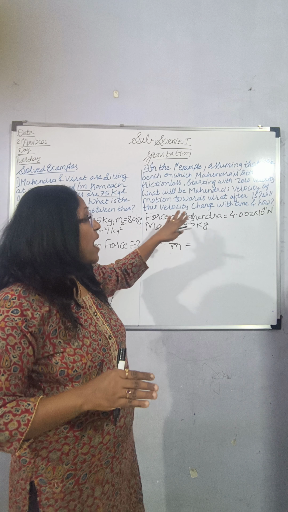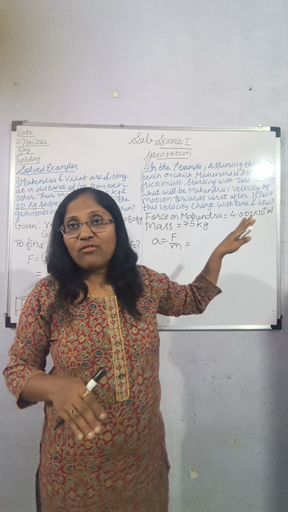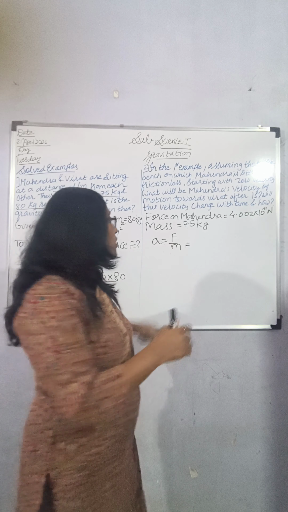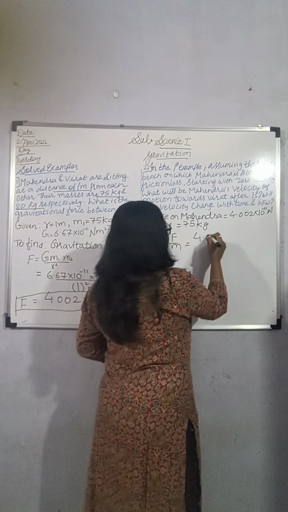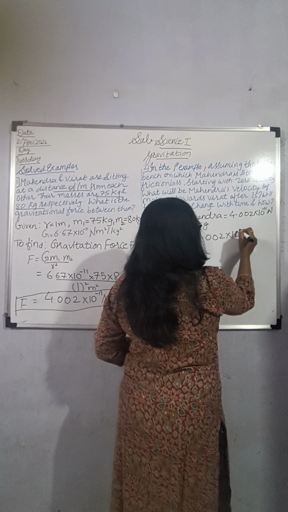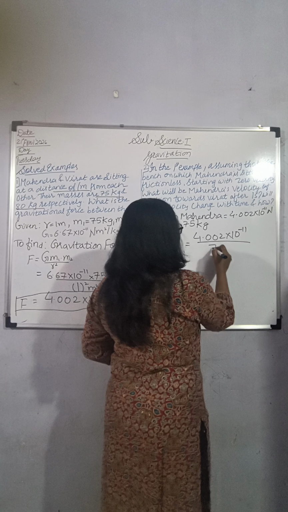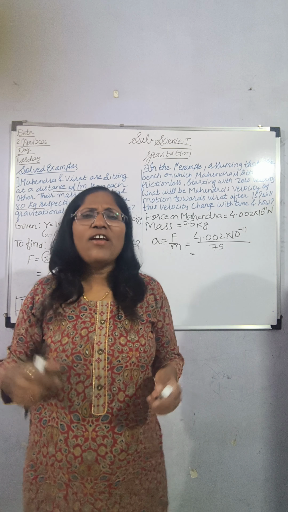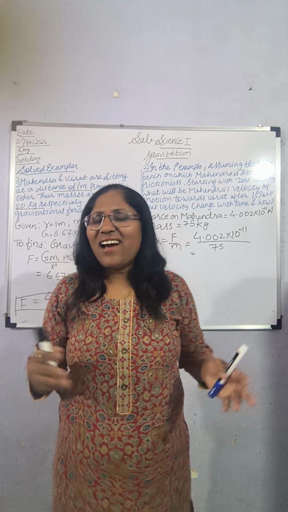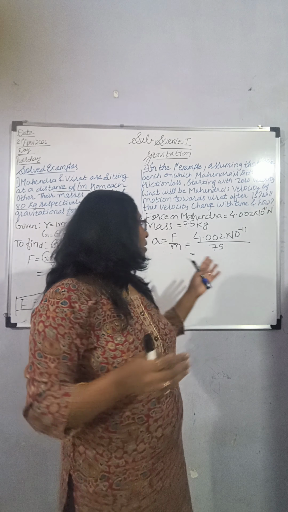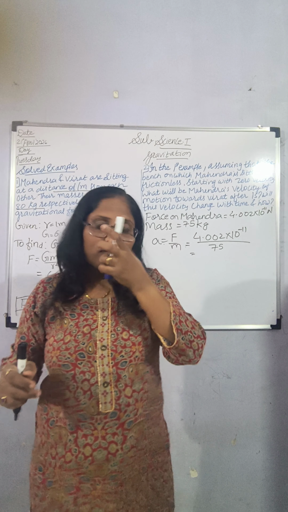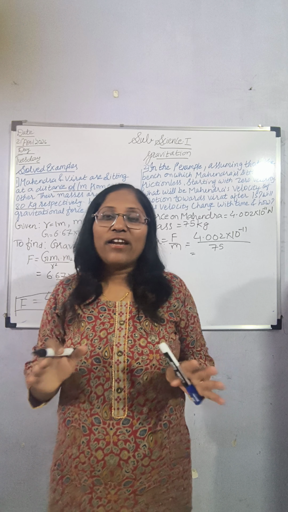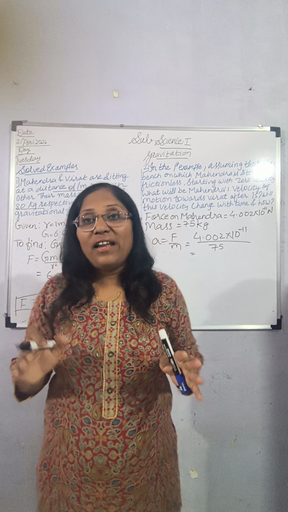What are we going to find out? Here we are finding out the acceleration. So acceleration is equal to force upon mass. The force is 4.002 into 10 raised to power minus 11, and the mass is 75 kg. When you solve this, you will get one answer, near about 5.344, something like that, into 10 raised to power minus 11.